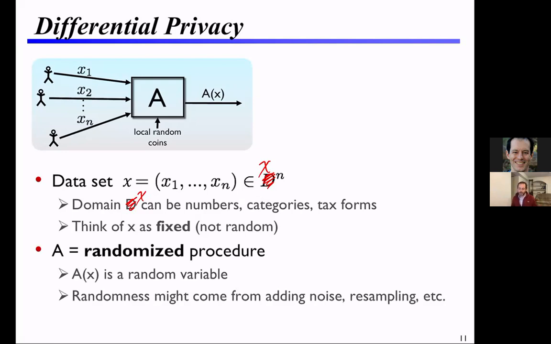And that randomness can come about in a bunch of different ways. We might add noise to the outputs. We might add noise to our inputs. We might do various kinds of resampling in the middle. We'll see a number of ways in which randomness can be brought into the picture.